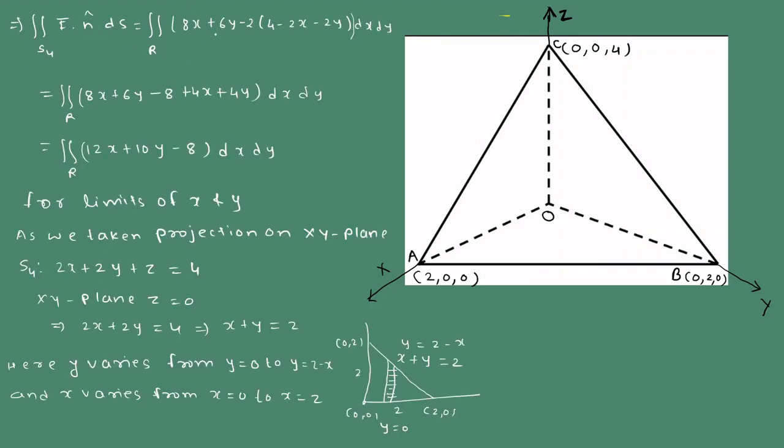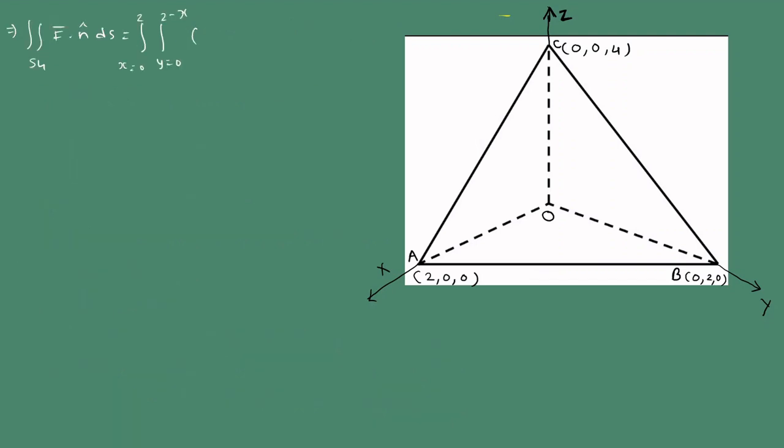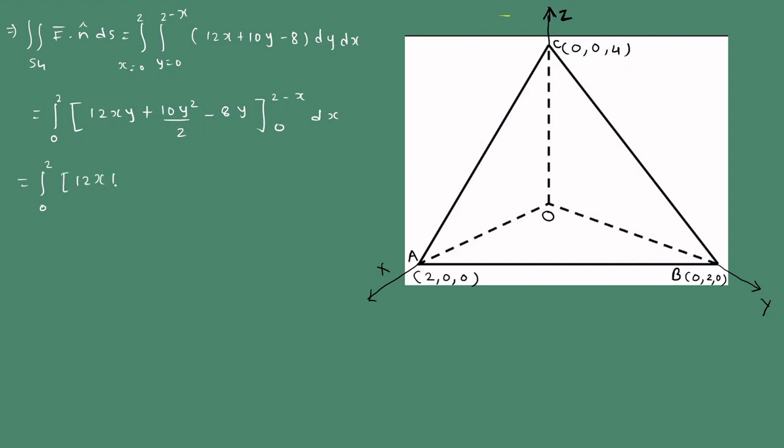What is that? 12x plus 10y minus 8 dy dx. As we have taken the vertical strip, so dy came first, right? Okay. So it is 0 to 2, 12xy plus 10y square by 2 minus 8y, from 0 to 2 minus x, dx. So it is 0 to 2, 12x times 2 minus x plus 5 times 2 minus x whole square minus 8 times 2 minus x dx.